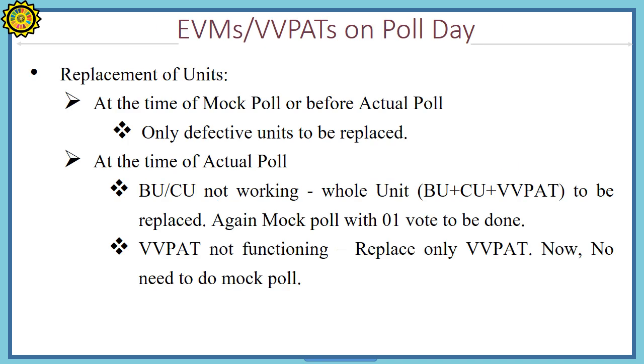EVM VVPAT on poll day. Replacement of units at the time of mock poll or before the actual poll. Only defective units to be replaced at the time of actual poll. If the BU-CU is not working, the whole unit, that is BU plus CU plus VVPAT, to be replaced. Again, mock poll with one vote to be done. If the VVPAT is not functioning, replace only VVPAT. Now no need to do the mock poll.